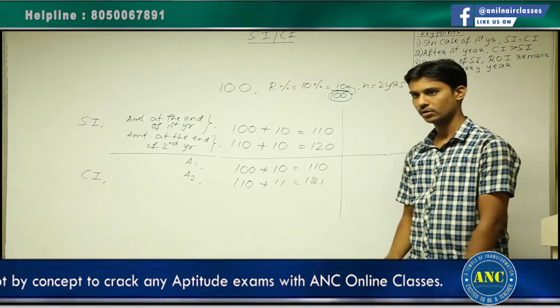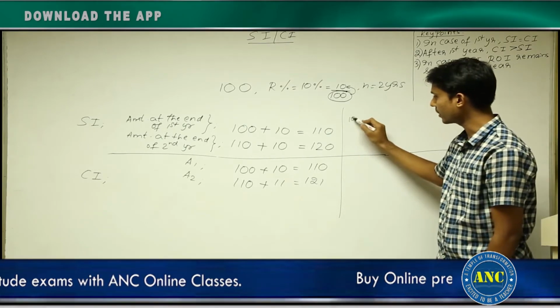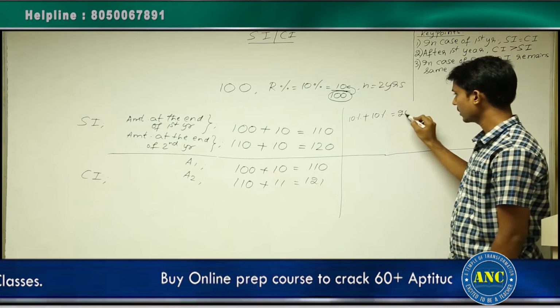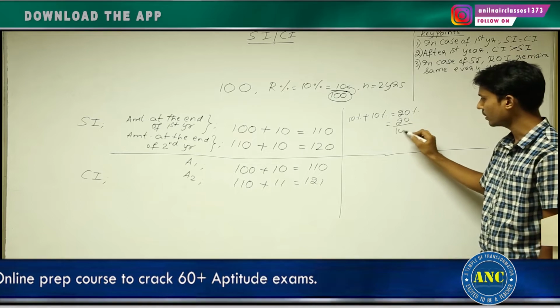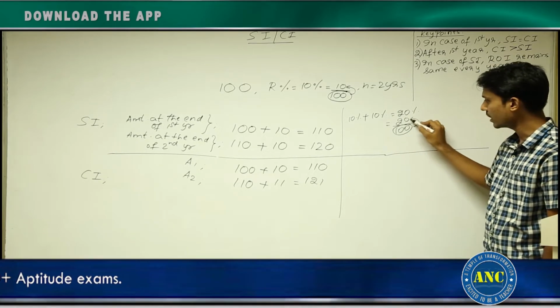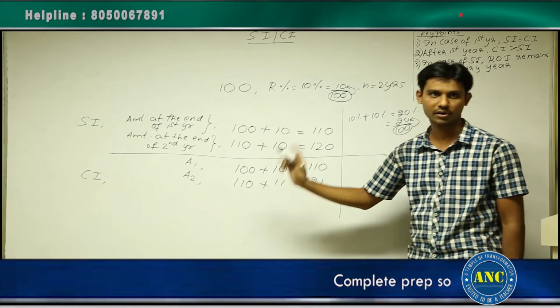Okay? Understood, right? Listen here. What is the meaning of that? See here. First year 10%, second year also 10%. For the first 2 years, 10 plus 10%, 20%. 20% is 20 by 100. That means if I have taken 100 rupees from you, I will give you 20 rupees extra. How much will I give you? 120 rupees. That is what we got here also.